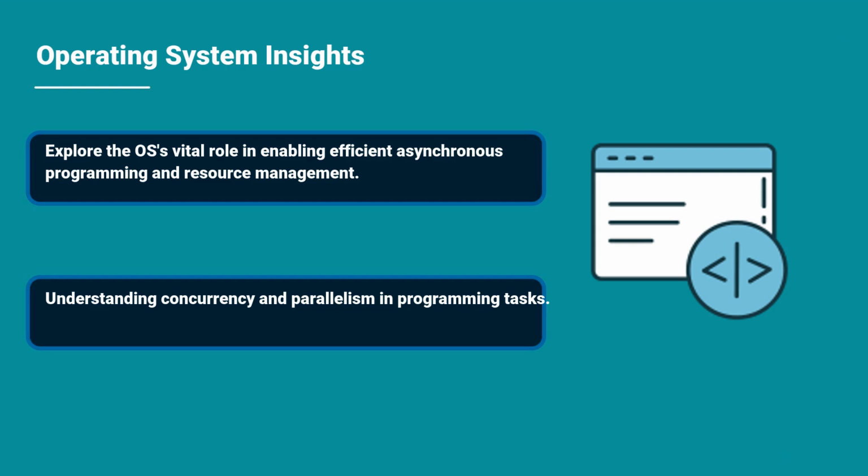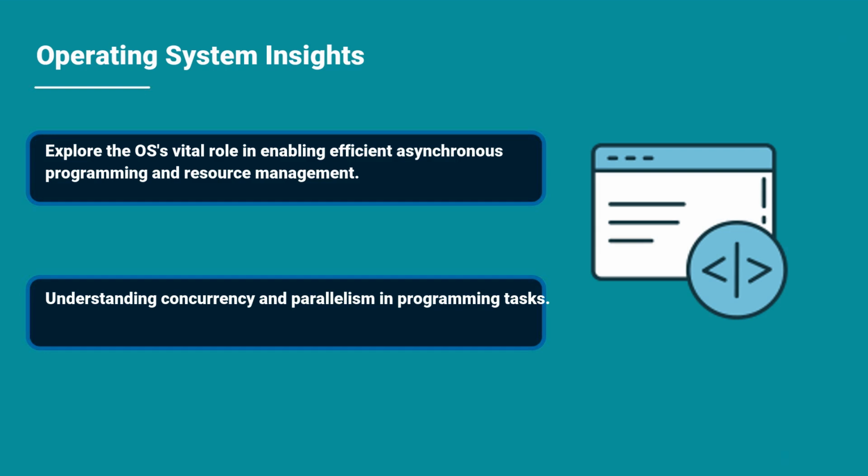The operating system, OS, stands at the heart of everything we do as programmers, playing a crucial role in managing system resources and facilitating communication between software and hardware. Today, we are going to explore the vital role of the operating system in asynchronous programming, delving into how it enables our applications to handle multiple tasks efficiently without getting bogged down in the details.